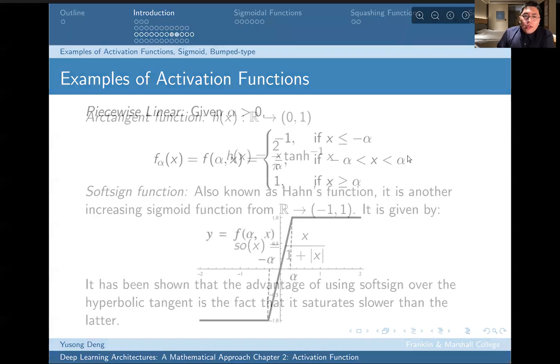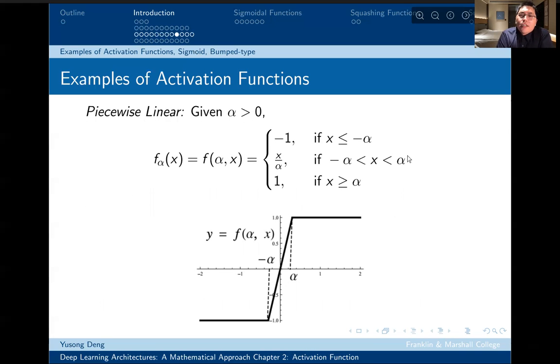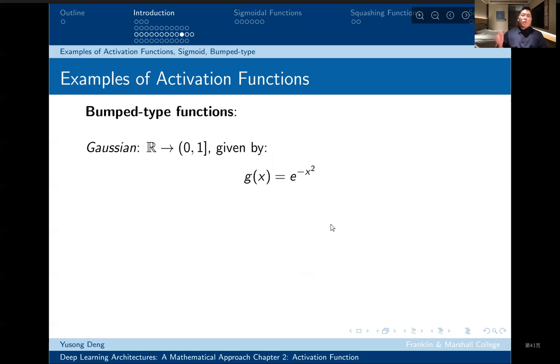So, some piecewise linear function. This one is a piecewise linear function given by this. Note that it is -1 and 1, and in some part it is x over alpha, so it is piecewise linear, as you can see. So those are some sigmoid functions.